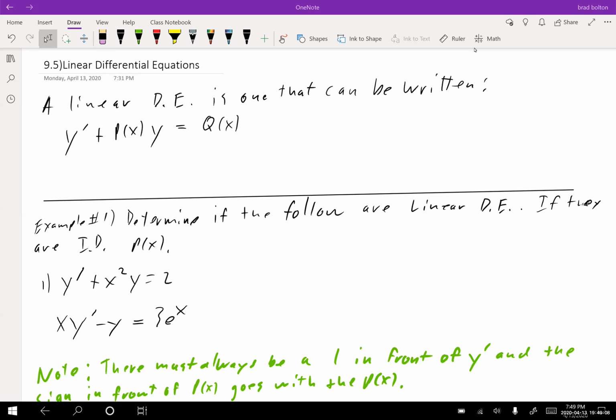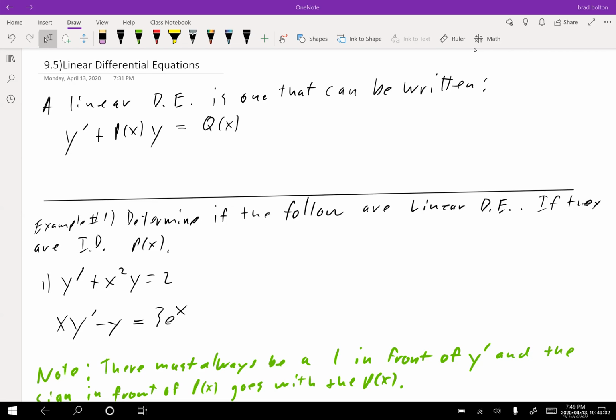Okay, today we're going to go over linear differential equations. For now, we're going to be working just for 9.5 solely with problems that are in this form. Remember, not everything is a linear differential equation. Not everything is a separable differential equation. So far, we know how to do separable. Now we're going to learn a second one.